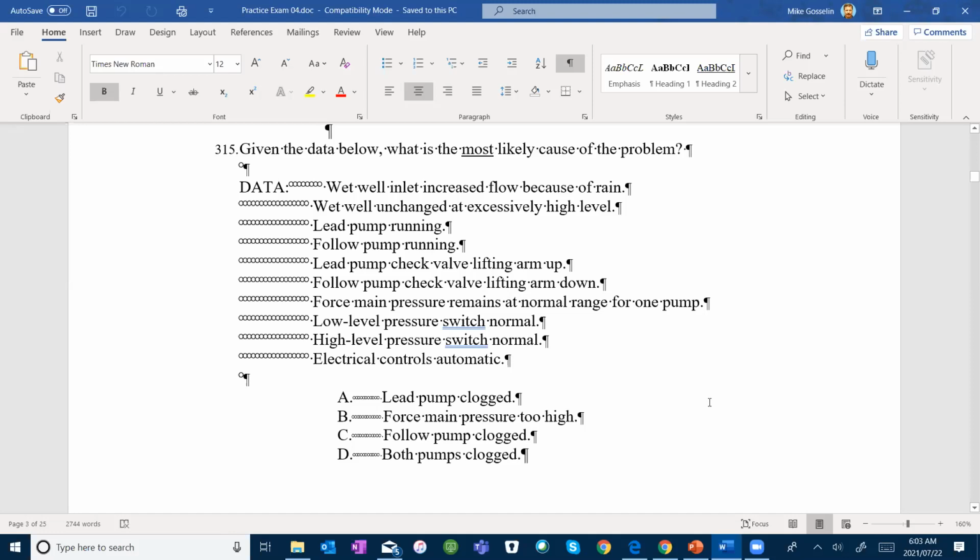So what would be your thoughts on the answer for this one? What's mostly the problem here is that your wet well is at an excessively high level. So what's happening? Yeah, you bet. Good answers. The follow pump is clogged. The two keys there: the discharge force main pressure is in a normal range for one pump. The lead pump's running with the check valve up, which is a really good indication that there's flow going through that pump. And the backup or follow pump, the check valve is down, so definitely no flow.